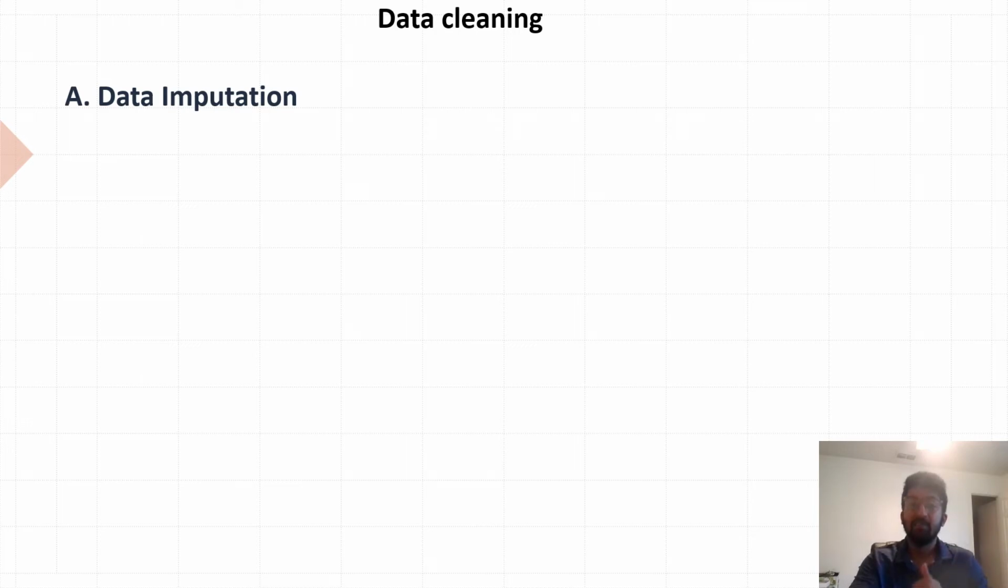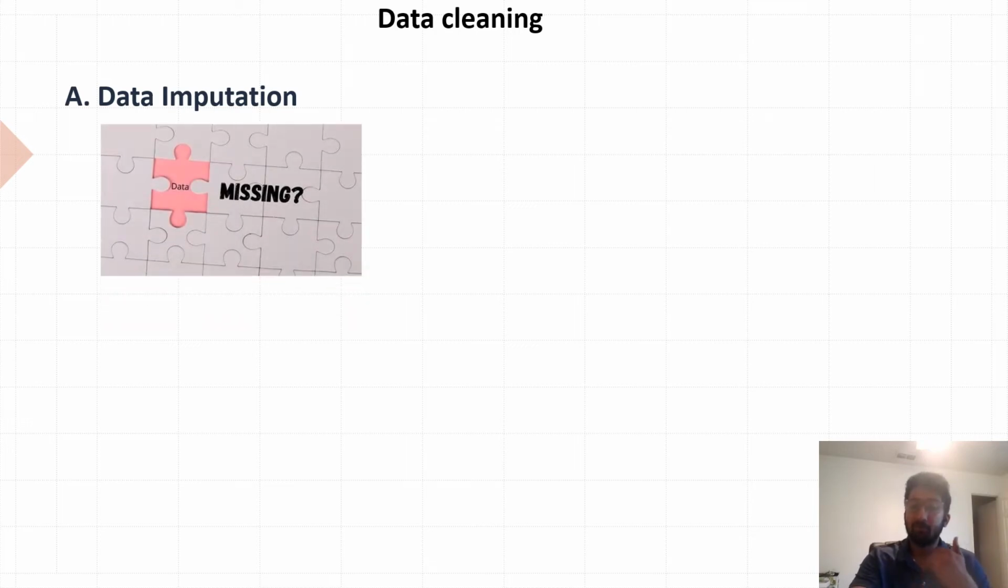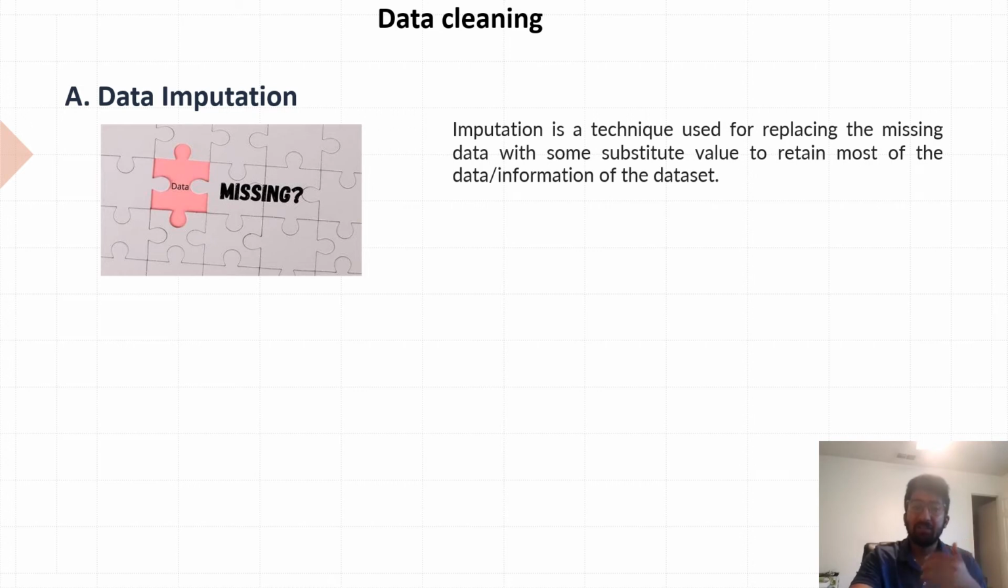So if there is any missing data, we try to impute it, and it is not very random. There has to be some relation to it. So let's talk about it. Imputation is basically a technique used for replacing the missing data with some substitute value to retain most of the information of the data set. So there should be a very good substitution in the case of missing data.